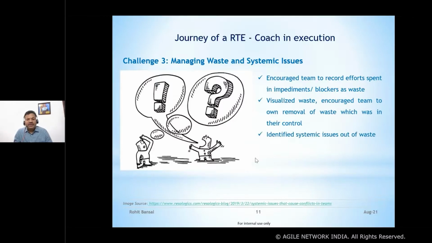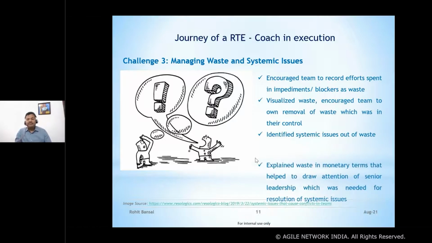Second thing, I tried to identify systemic issues out of waste. What is a systemic issue? An issue that is larger and happens on a periodic basis again and again, where we may need help from leadership because it's outside our value stream or agile release train, and that's not in our control. Or some systemic issues may be in our control.